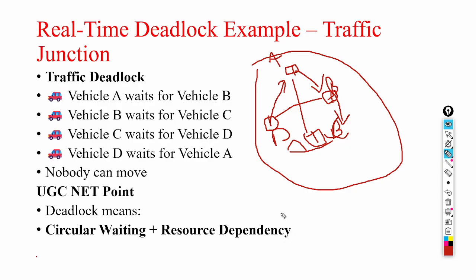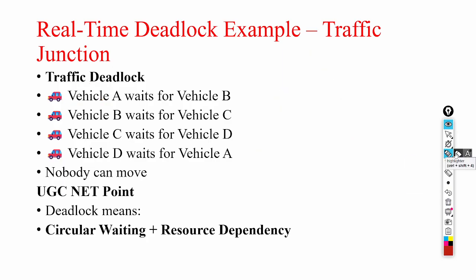This situation is exactly similar to deadlock in an operating system. The processes behave like vehicles, and the resources behave like the roads, these four junction roads. When everybody waits, nobody progresses. Okay, there is one UGC NET point: deadlock means simply circular waiting plus resource dependency.